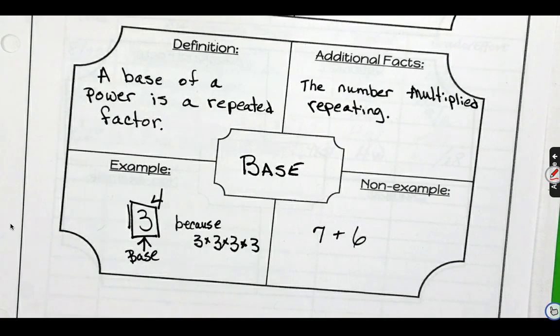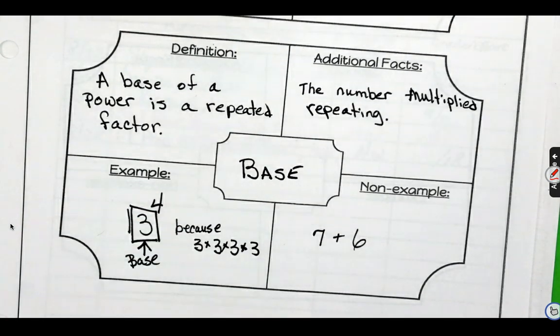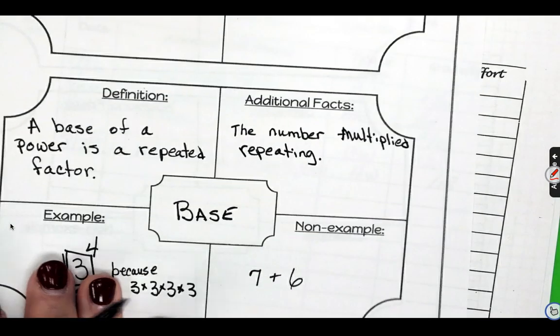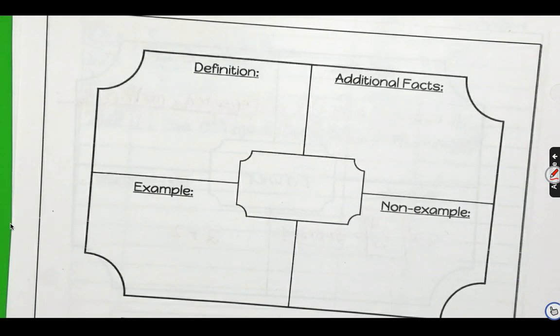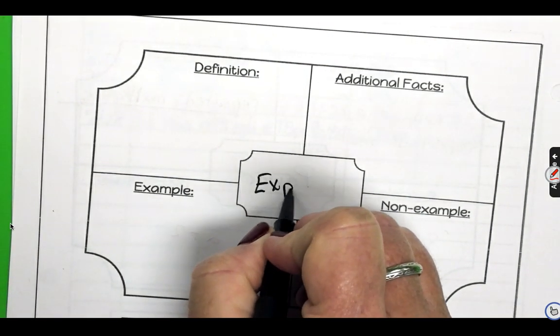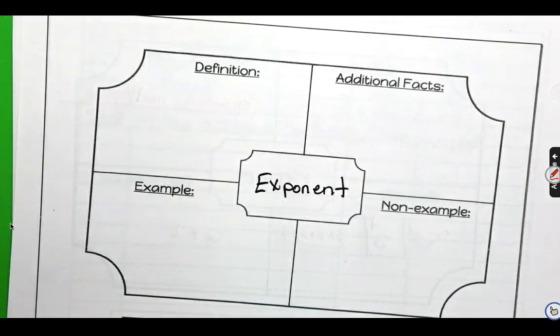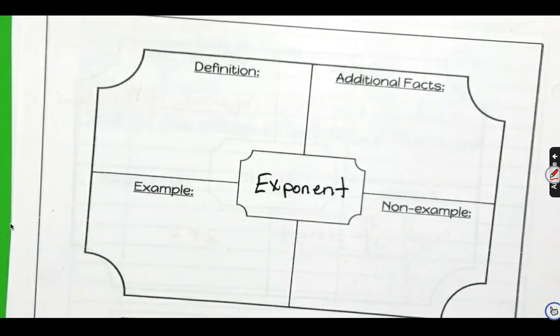We've done powers. We've done base. What do you call that number that's superscript, that's up there? Exponent, all right? So guess what? We need a vocabulary entry written for exponent. Okay, so now I need to know, what is an exponent? What is the exponent of a power? Gabe? The exponent of a power is the number of times the base is used as a factor.